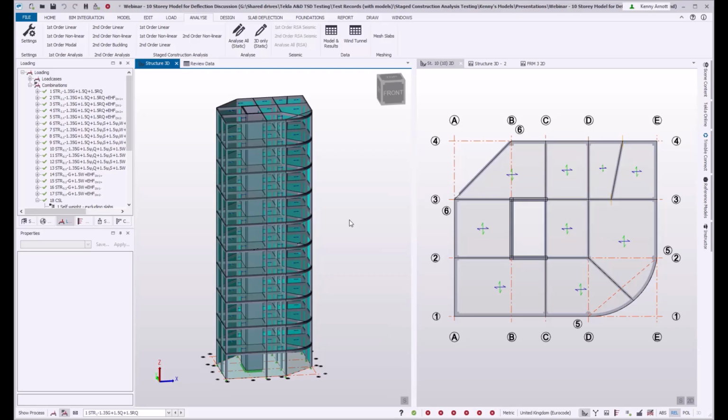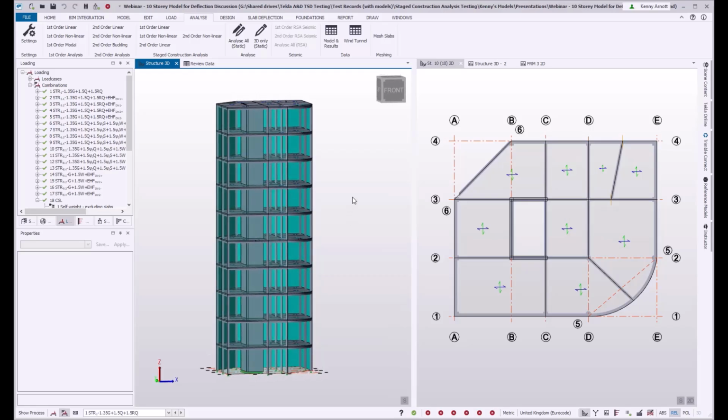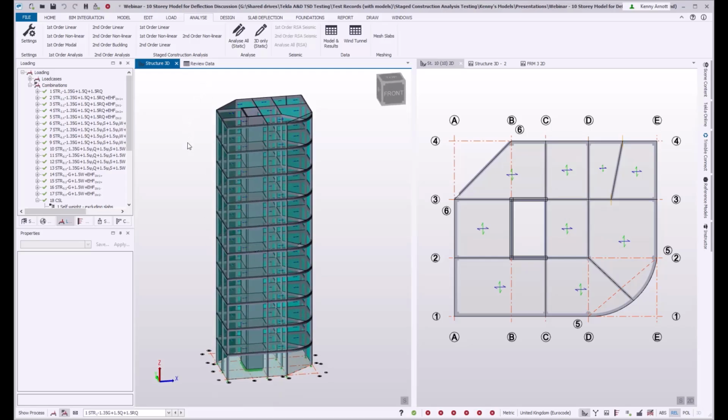It's actually not all that realistic a structure. It's 10 identical floor levels at 5 meter centers, so it's actually a 50 meter tall structure, and it's quite slender, and it's very highly susceptible to second order effects.